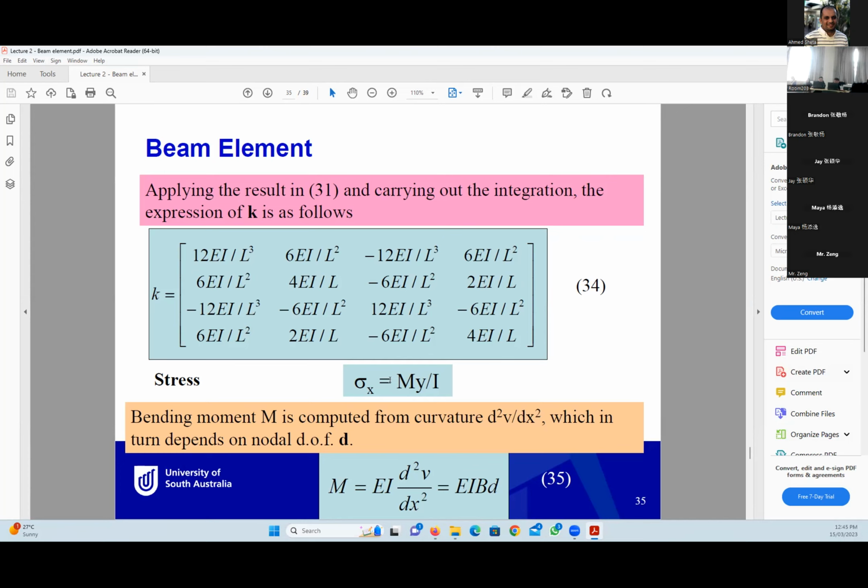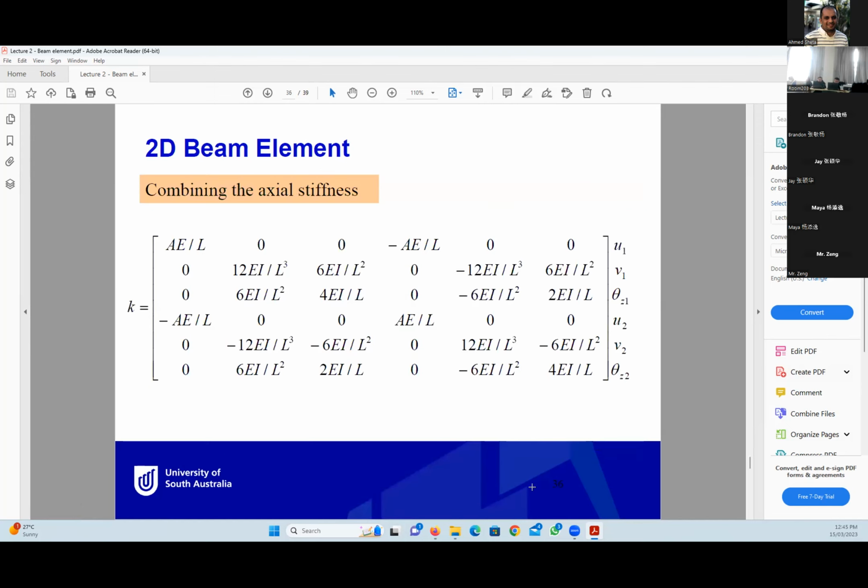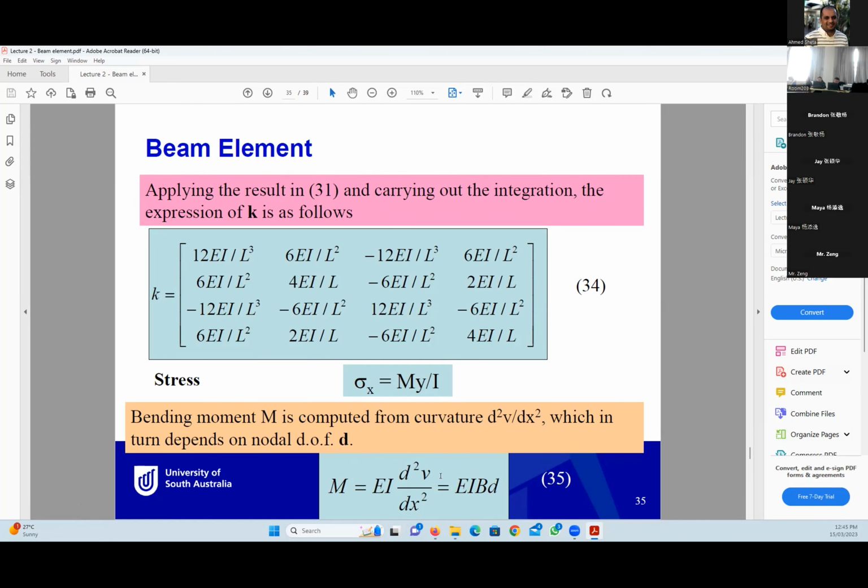And the stresses in this member, sigma x. Sigma x is a normal stress or shear stress? Sigma is a normal stress. So the normal stress in a beam element equals M times y divided by I. So if you want to get this moment using the equation on top, we will use this formula to get the moment.